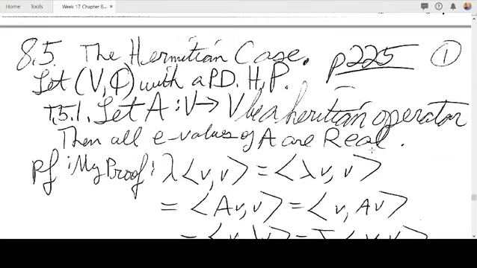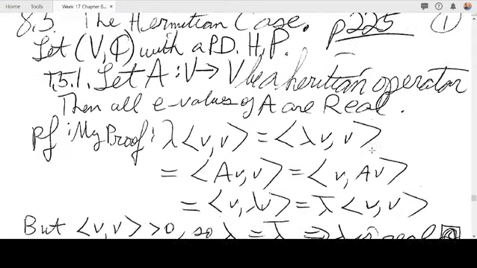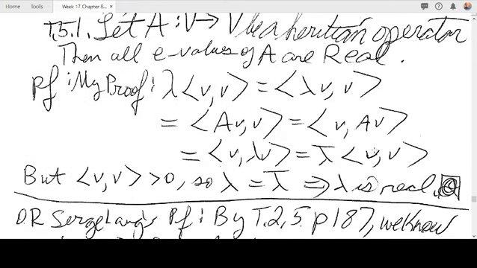Hermitian product, let A be a linear operator, be a Hermitian operator. Remember, Hermitian means that it equals its adjoint, A star. And it turns out that all of the eigenvalues of A are real. And the proof here that I give, again, is not the same proof as in the book. I like my proof better.